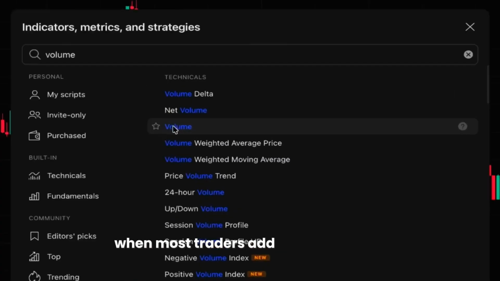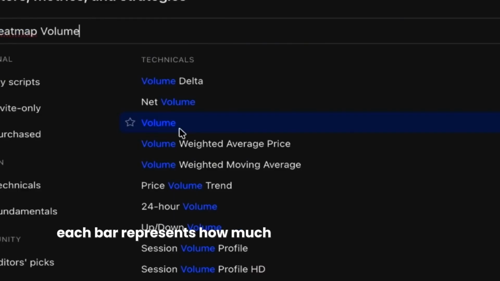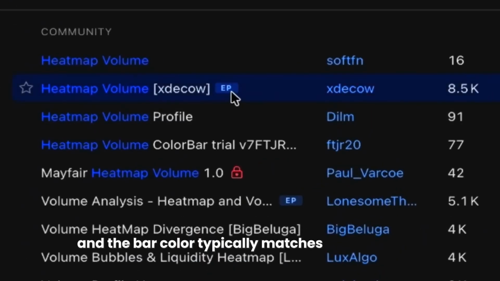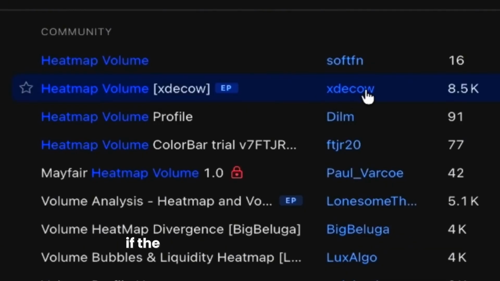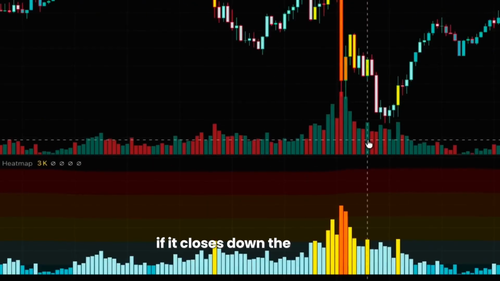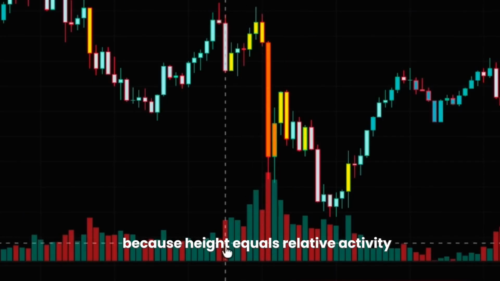When most traders add volume to a chart, they use the basic volume histogram. Each bar represents how much volume traded during that candle, and the bar color typically matches the candle color. If the candle closes up, the bar is green. If it closes down, the bar is red. With the standard volume tool, the main thing you focus on is bar height, because height equals relative activity.